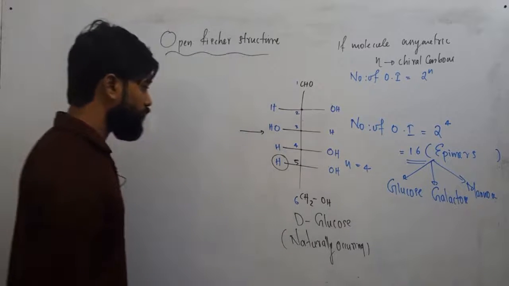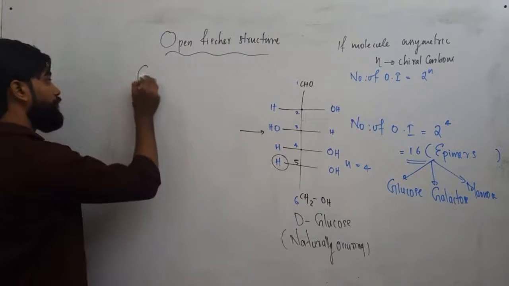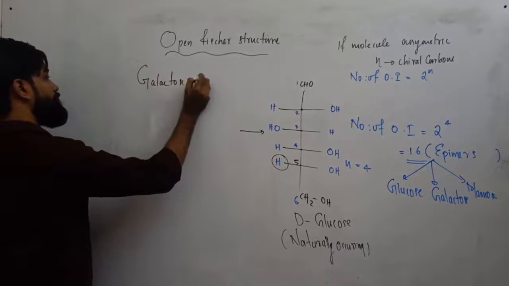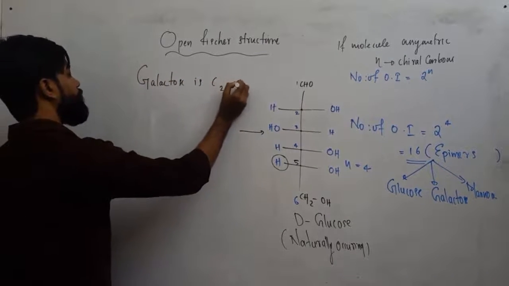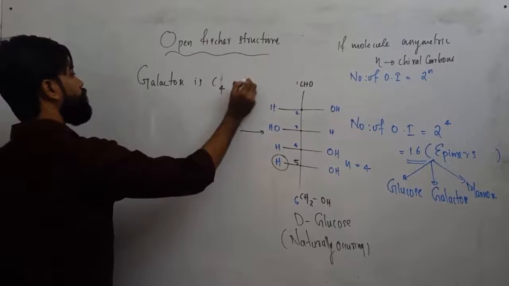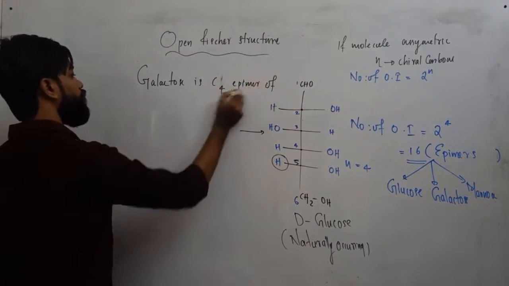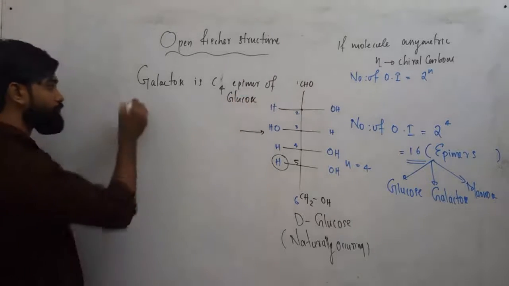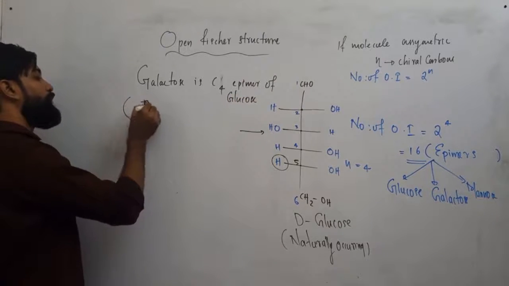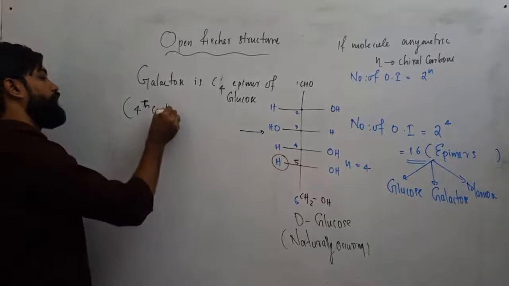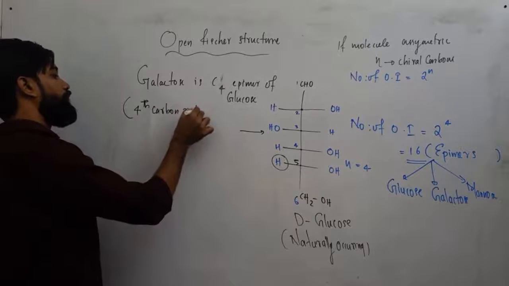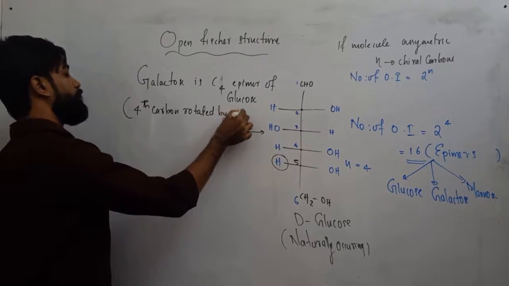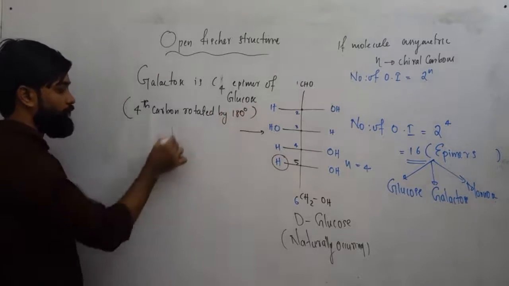What is the relation between glucose and galactose? Galactose is the C4 epimer of glucose. C4 epimer of glucose means the 4th carbon is rotated by 180 degrees. The 4th carbon rotated by 180 degrees.